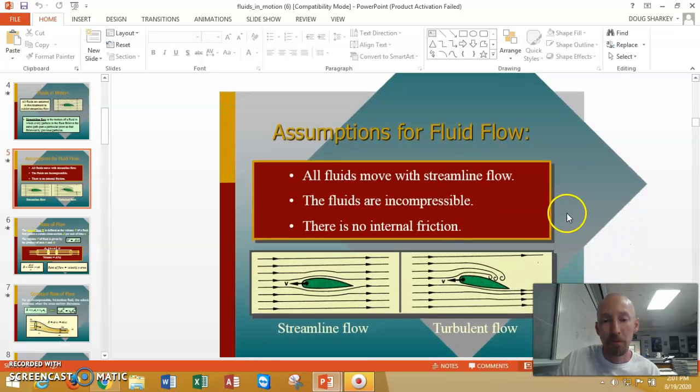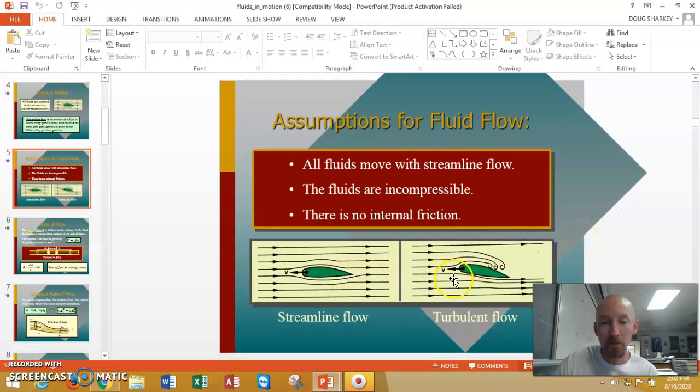These are the assumptions that we're going to make when we're doing problems. All of our fluids are going to move with streamlined flow, and everything's going to be nice and pretty and perfect. Fluids are going to be incompressible, which in most of these problems means a liquid of some sort, because gases are compressible, which means we can take a gas and shove it into a smaller space, right? For all the problems that we do, the fluids are going to be incompressible. They're probably going to be water or something like this. And we say that because there's this streamlined flow, there's no internal friction.